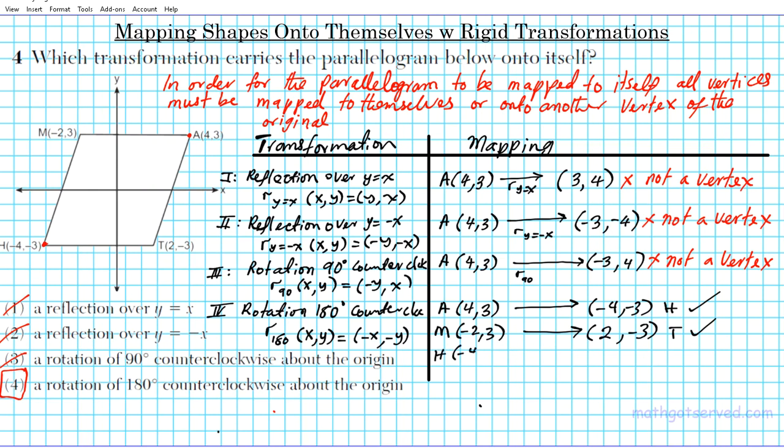All right, and then the next one we have A, M, H. H is negative 4, negative 3. When we apply the transformation, we're going to negate both of them. 4, 3. Do we have 4, 3 as a vertex? Yes. A. That's a check.